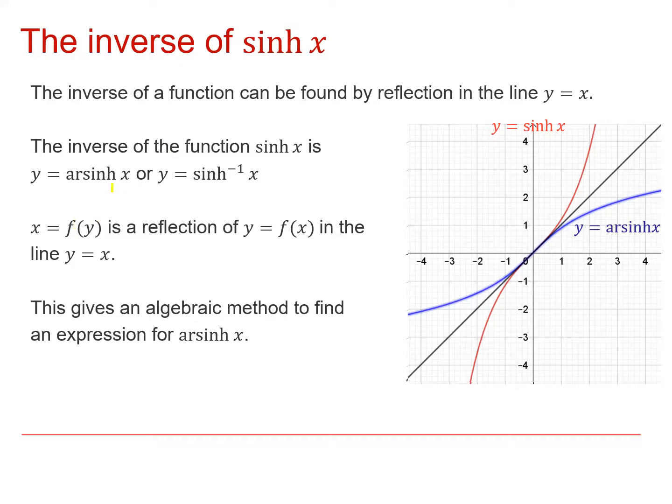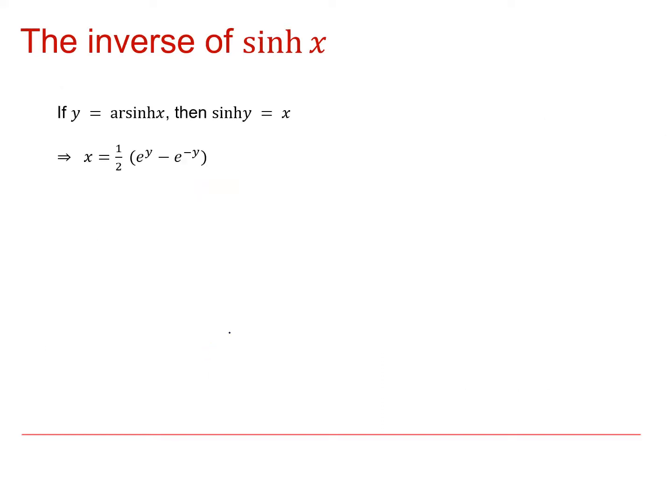So there are two ways of writing arcsin x. We can write it as arcsin or sin to the minus 1 of x. Either way, it's the inverse of sin x. Now, x equals f(y) is a reflection of y equals f(x) in the line y equals x, and this gives us a hint as to an algebraic method to find an expression for arcsin x. Let's have a look a bit more closely at that and see how it works.